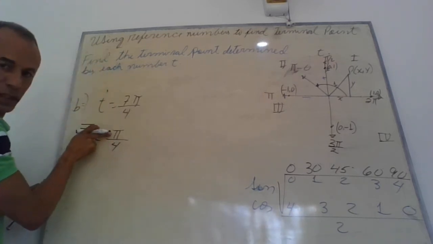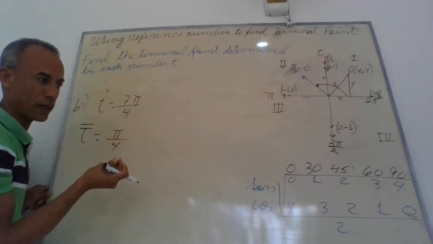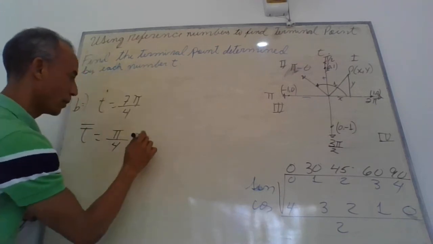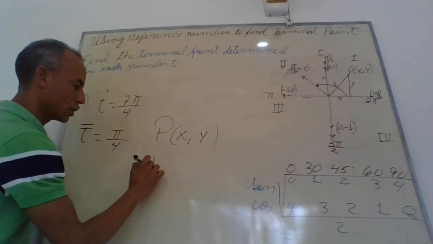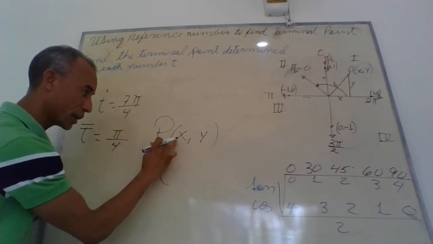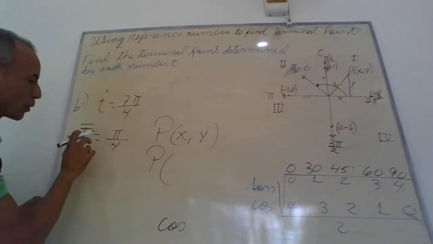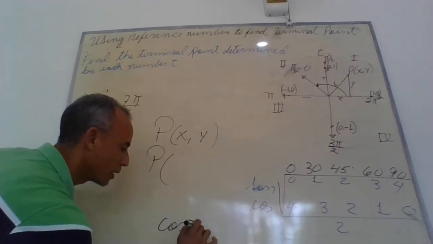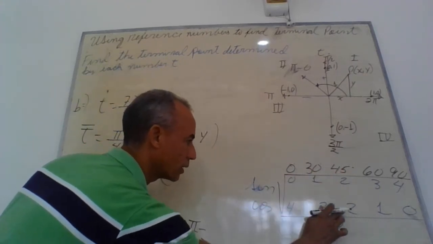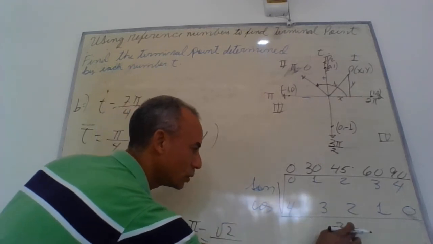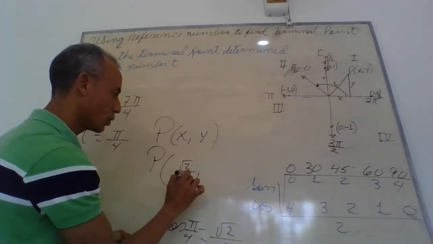You remember when you divide 180 by 4, you got 45, okay, and then I need the point x, y, so P equals the point x, what is x? Remember, if you want to know about x, you say cosine of the reference number. Cosine of 45 is square root of 2 divided by 2, all the time divided by 2, okay, I got it. Square root of 2 divided by 2, comma.